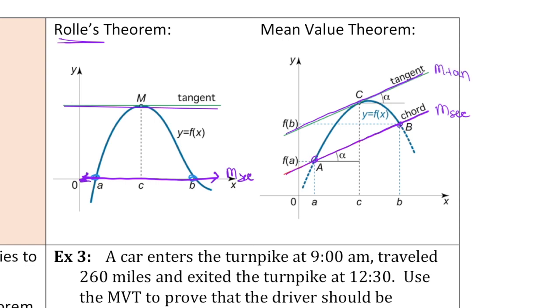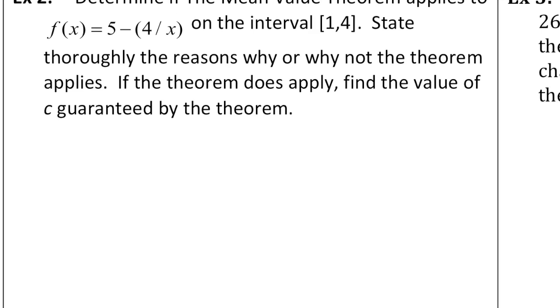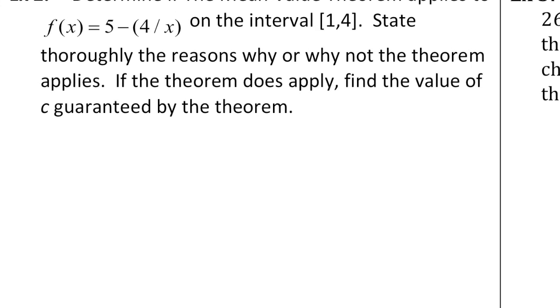For our second example, we're going to determine if the mean value theorem applies to f of x on the interval [1, 4]. And then once we determine whether or not it applies, we're going to figure out where the slope of the secant line is equal to the slope of the tangent line. So first, talk about continuity. f of x is definitely continuous on [1, 4].